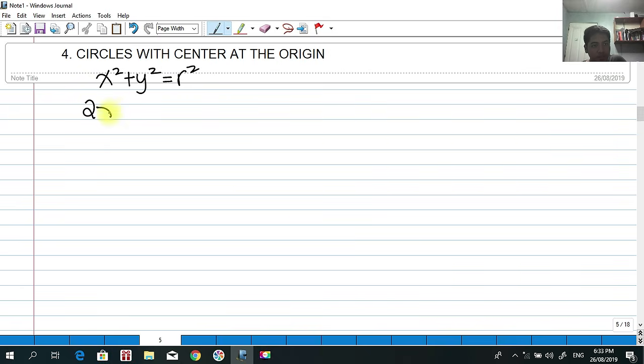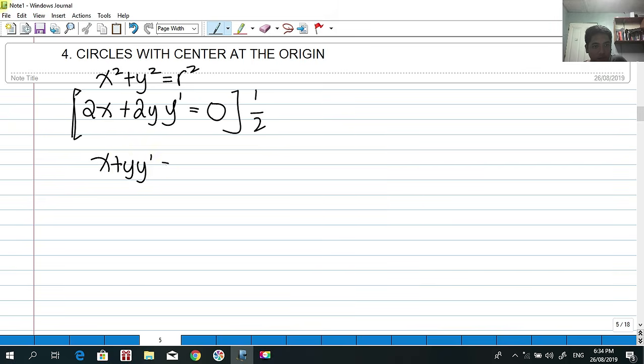So we have 2x plus 2y y prime equals technically 0, because this r squared, as I said, is the arbitrary constant. It can be any number. That's the radius. So the derivative of the constant is actually 0. So what are we going to do here? We can multiply both sides by 1/2, simplifying. So we have x plus y y prime equals 0.